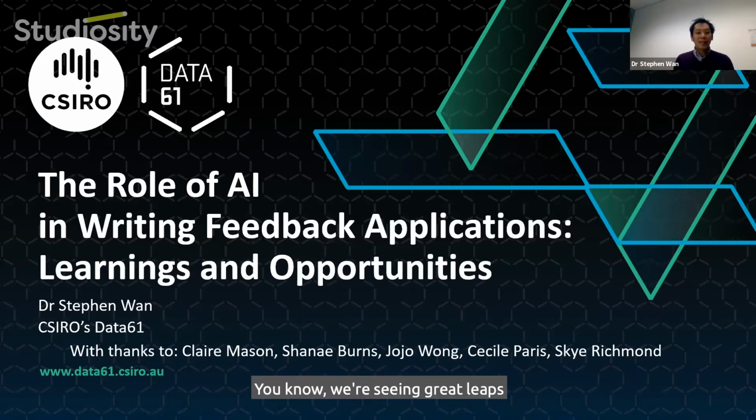We're seeing great leaps being made in artificial intelligence and natural language processing, leading to all sorts of wonderful new applications, such as online tools that provide automatic grammatical error correction, for example. And as a result, one might wonder, what role will these technologies play in the context of perhaps a writing feedback application? And I want to argue that there are two opportunities here.